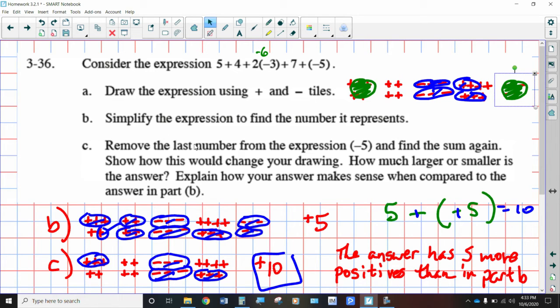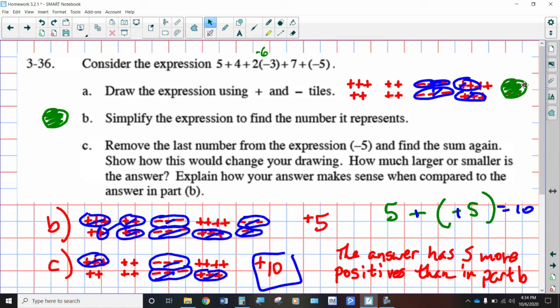It says remove, oh, that's why that's there. Okay, so remove the last number from the expression. So you're essentially taking away -5. So this becomes a model for 5 minus a -5. Because the original expression had a total value of 5, and then you take away the -5, what does that leave you with? Well, that means that we're no longer going to cancel out those 5 positives with these negatives because we've taken those away.